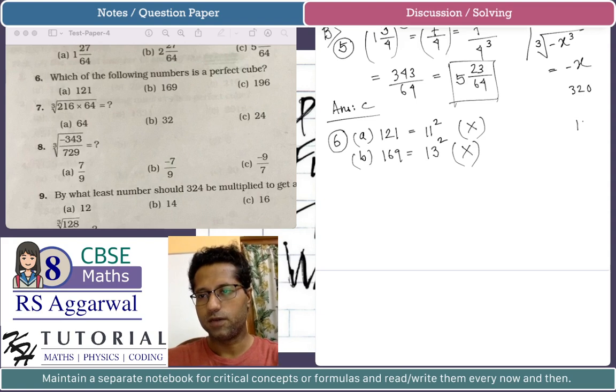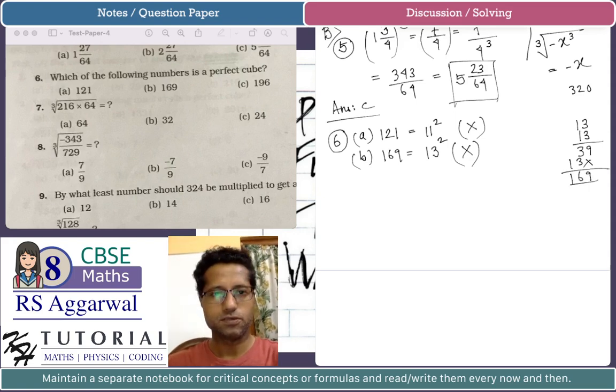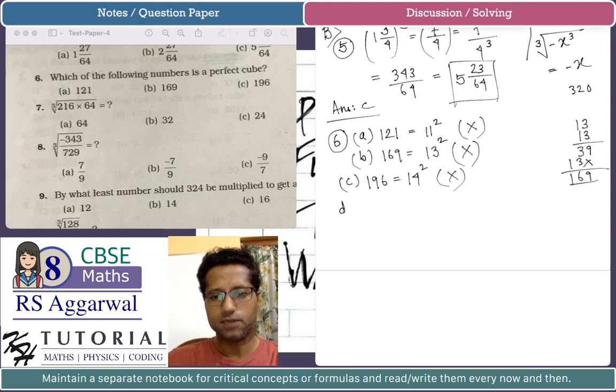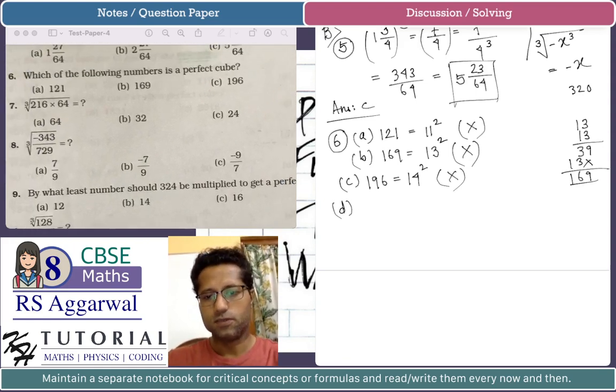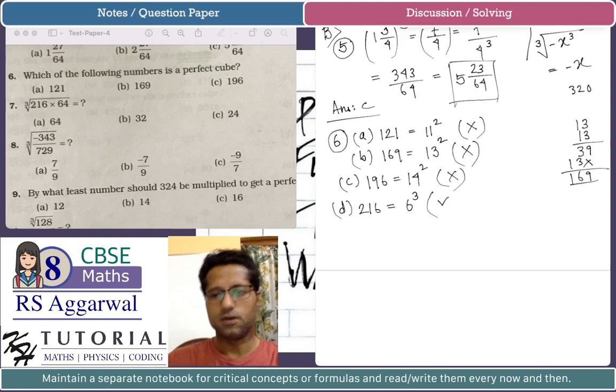I will anyway check once again. 13 square, I think 13 square is 169. This is 39 and this is 13. Yes, 169. So 13 square is 169. So 169 is not a perfect cube. C, 196. 196 is also not a perfect cube because it is 14 square. So definitely the last choice has to be the correct answer, that is 216. You must know that 216 is 6 cube. So this is the correct choice.